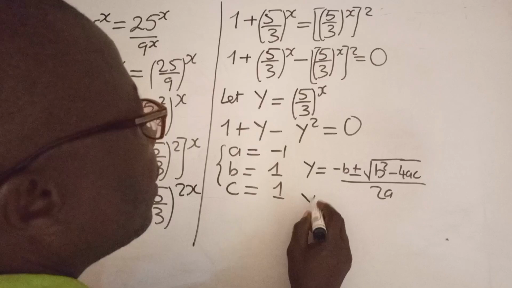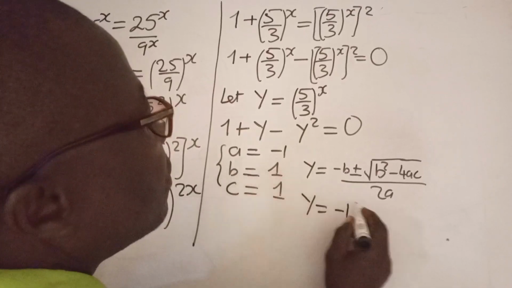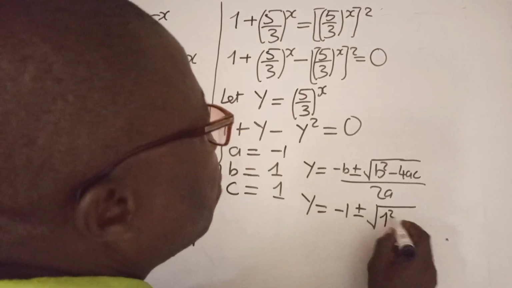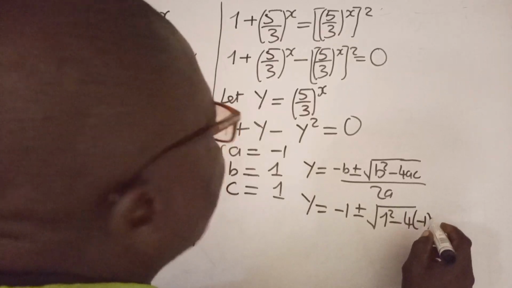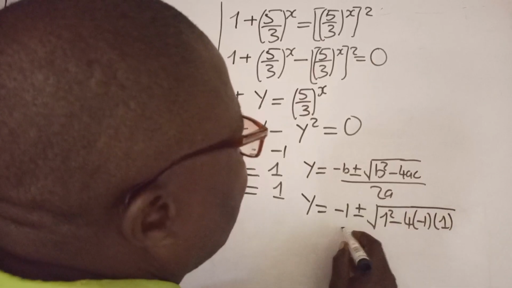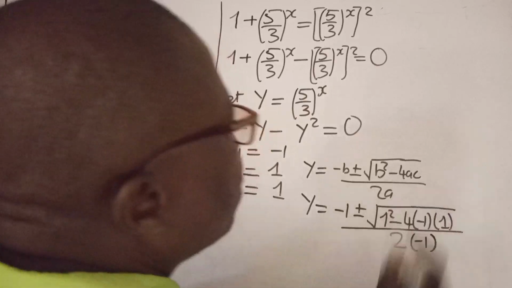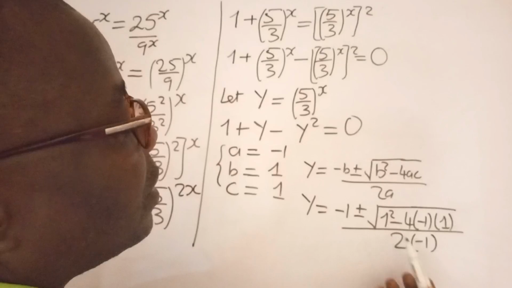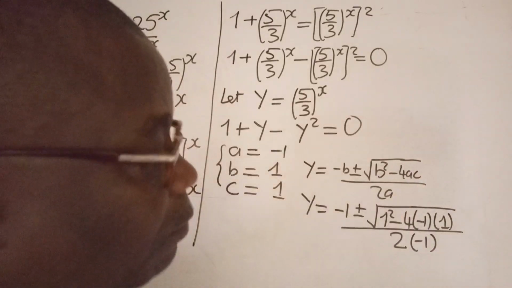So we have y is equal to minus 1, b is 1, plus or minus the root of b squared, which is 1 squared, minus 4 into a, which is -1, multiplied by c, which is 1, all of that divided by 2a, 2 into -1. Okay, so we should always be careful not to make any error at this level, putting in these values in our quadratic formula.